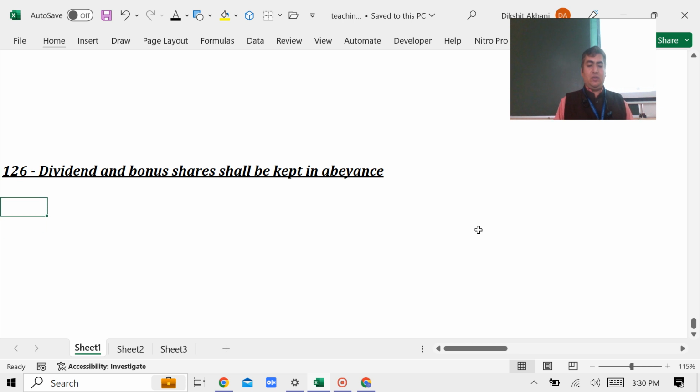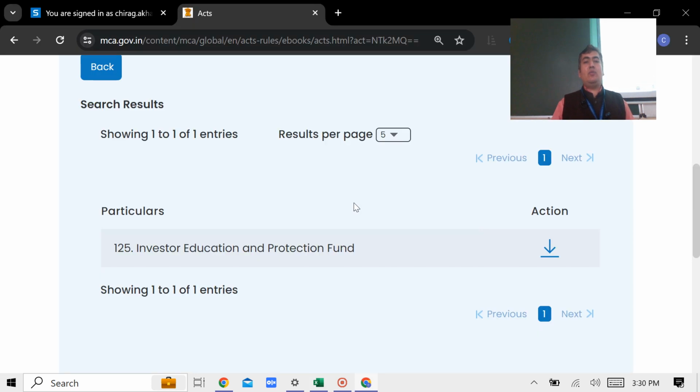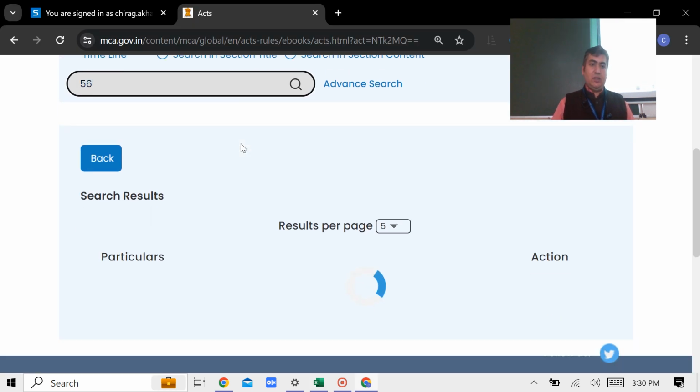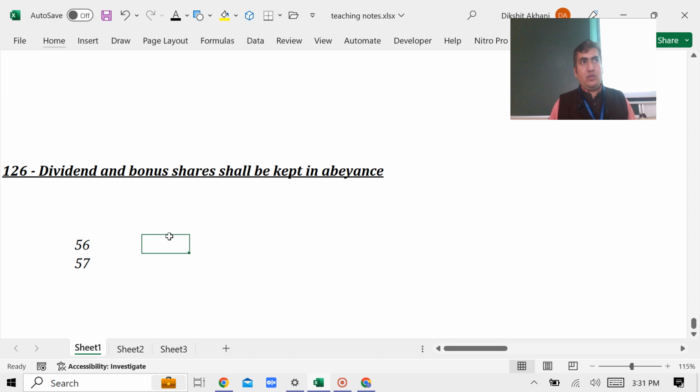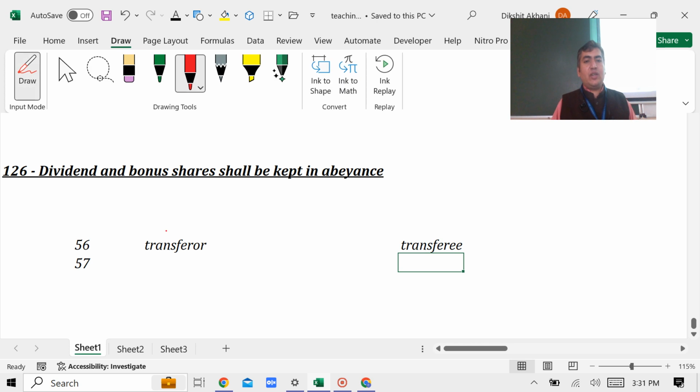Okay, let's create the situation why 126 is there. We have already learned section 56 and 57. Now let me remind you what is section 56. It is about transfer and transmission of the securities. I explained you one thing that there are two parties. First is the transferor and another one is what? Transferee. Is it clear till here? And transferor transfers the shares to transferee obviously by taking some money.